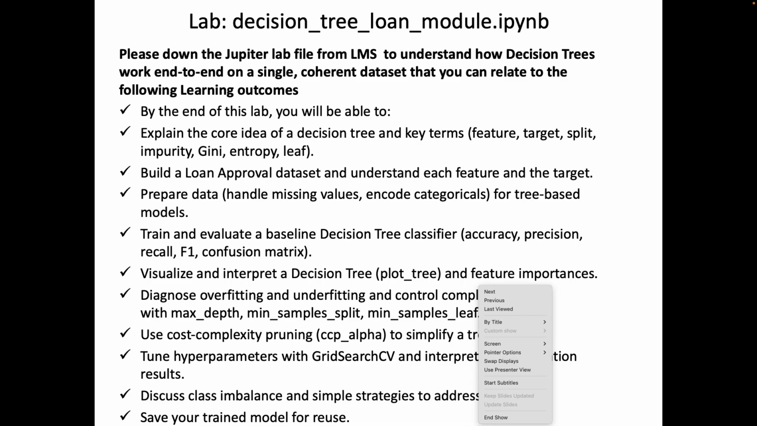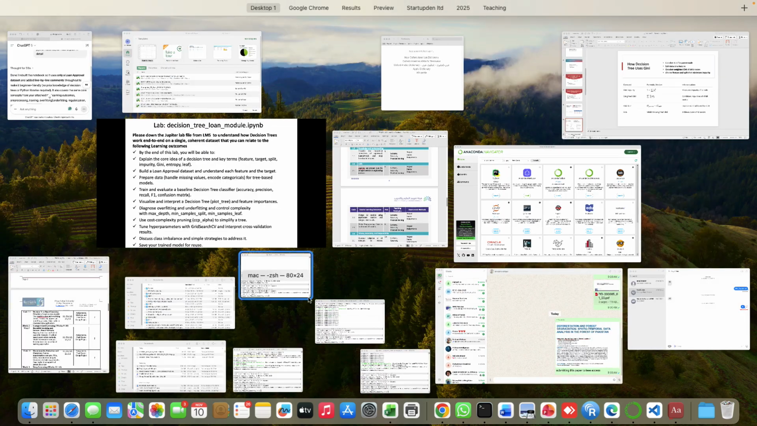And also train and evaluate a baseline decision tree, and again calculate what? Accuracy, precision, recall, F1, and the confusion matrix, right? And then visualize the interpretable decision tree, you can plot it there. Then diagnose overfitting and underfitting by looking at different features and cost complexity. There's another, CCP alpha, to simplify the tree. And then you can tune a little bit more to get better accuracy. And all of this is based on the last slide, which is here.